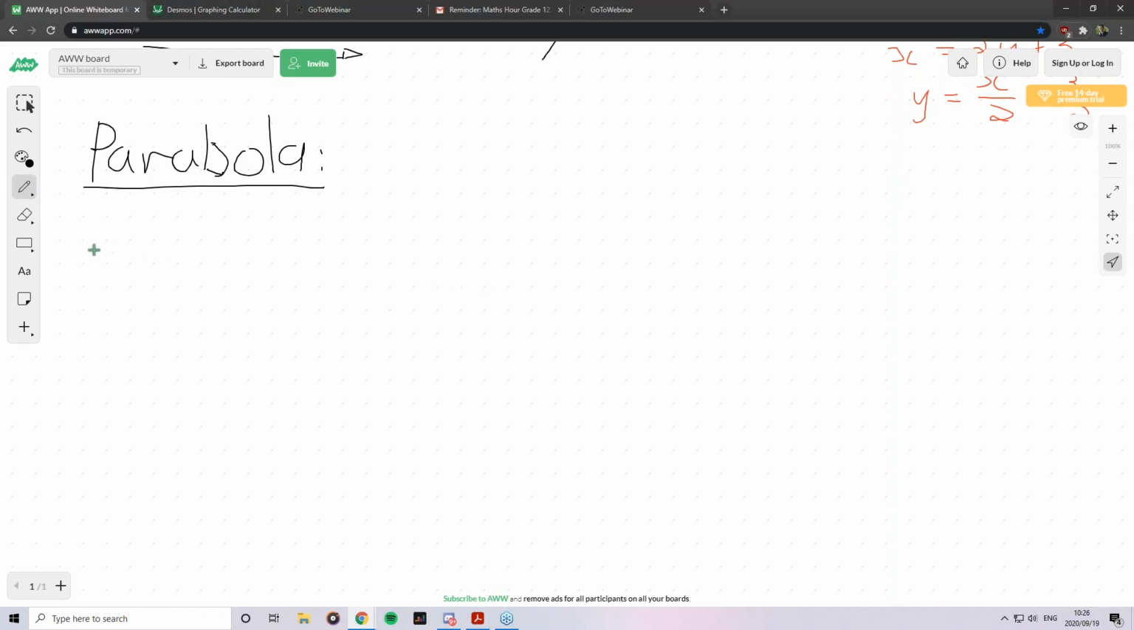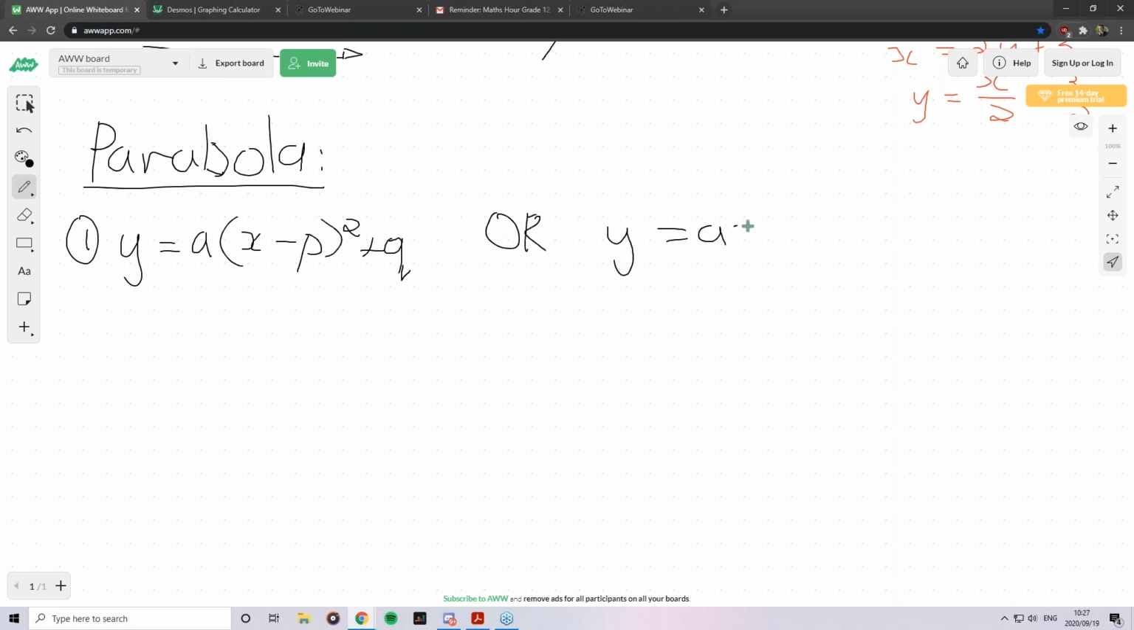Now, if you remember, the parabola has two formulas. One like this, plus q. Sorry, that's q. Plus q. Or y equals ax squared plus bx plus c.